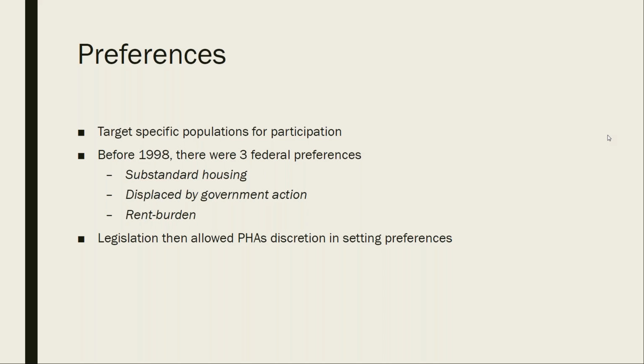The ordering or hierarchy of preferences is really up to PHAs. And why do they matter so much? As Eric said, because the wait for assistance can be so long, right? Getting the highest waitlist placement is a big deal. It can shave years off the wait for assistance.